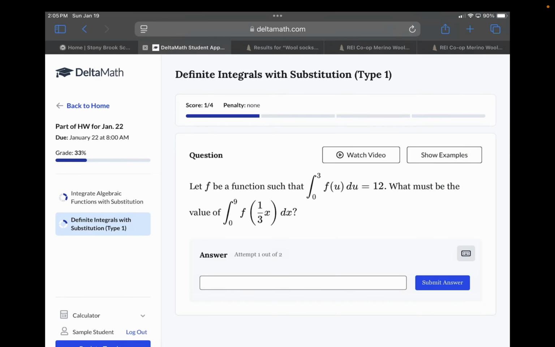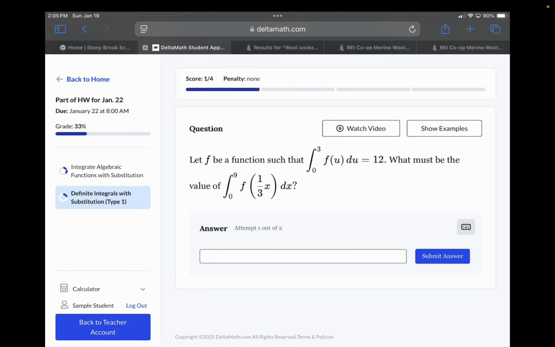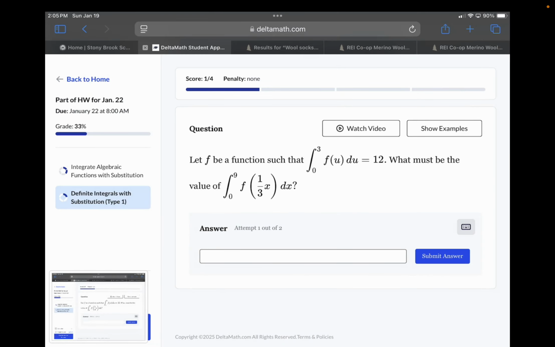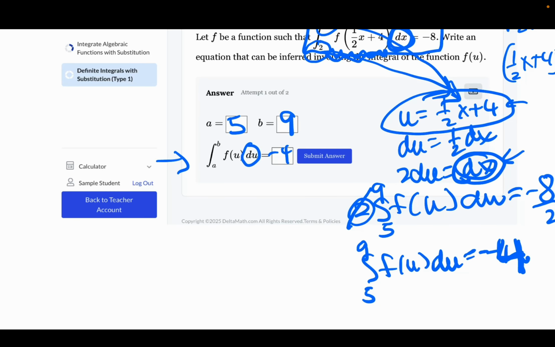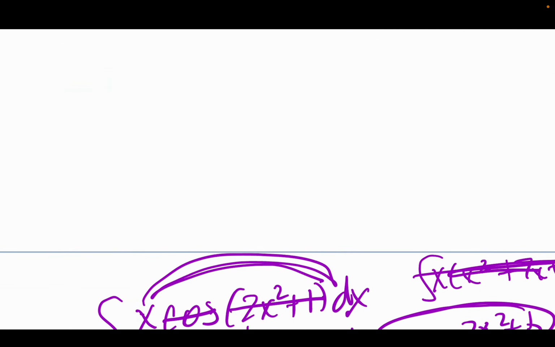Let's try another one, because they could ask you all sorts of things here. So let me take a picture of this. Let me go back.